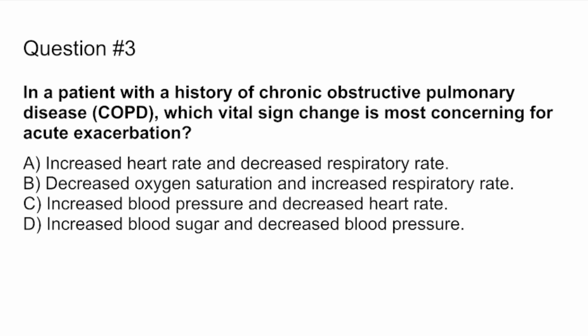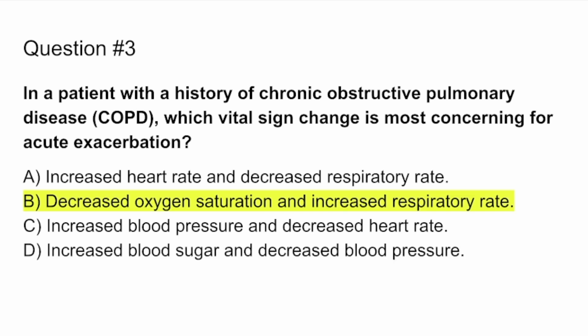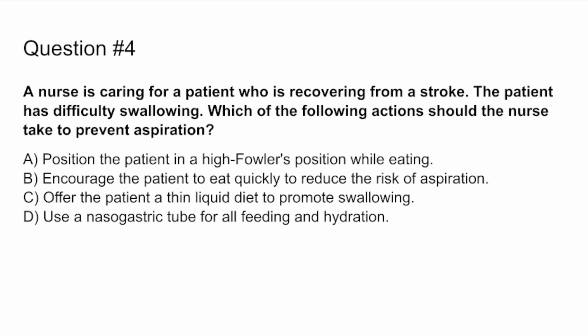So automatically we're going to get rid of D, because blood sugar isn't even a vital sign, and the question asks what vital sign change. So they're asking about vital signs. Here the answer is going to be B, decreased oxygen saturation and increased respiratory rate. Remember, our patient with COPD is going to have issues with breathing, and getting oxygen is going to be a priority. And their increased respiratory rate is a signal that they're struggling to get that oxygen, especially if their oxygen saturation is low.